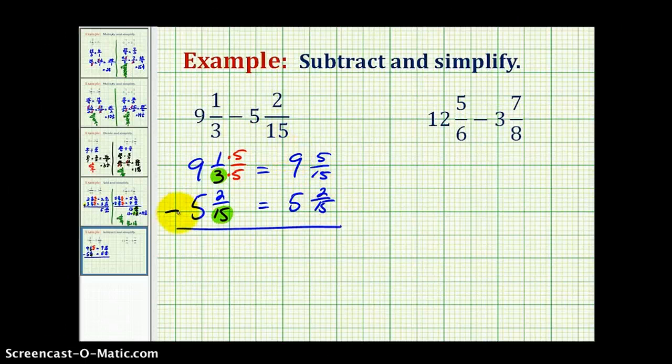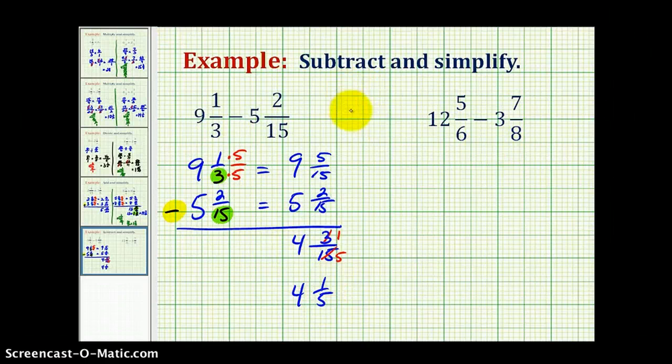Now we do have to remember this is a subtraction problem, so now we'll subtract the fractions and then subtract the whole numbers. So the denominator stays the same. The numerator will be 5 minus 2, that's 3, and then we have 9 minus 5, which is equal to 4. So 4 3/15 is our difference, but this fraction can simplify. There's 1 3 in 3, and there's 5 3s in 15, so this simplifies to 4 1/5.